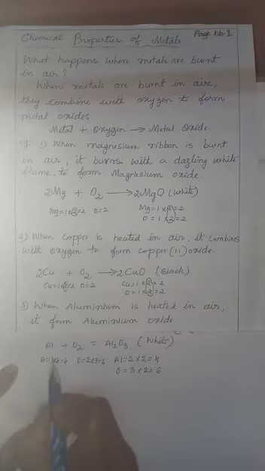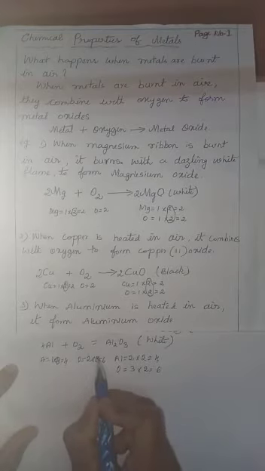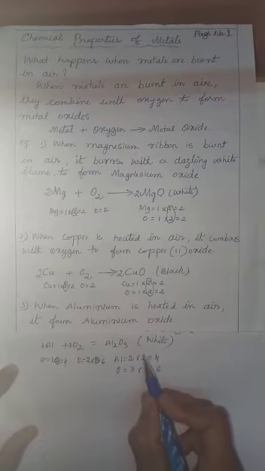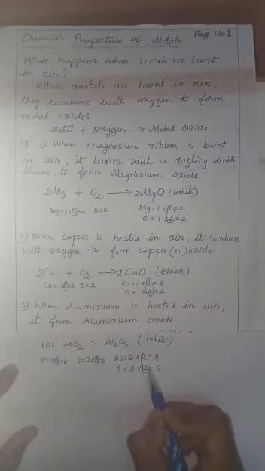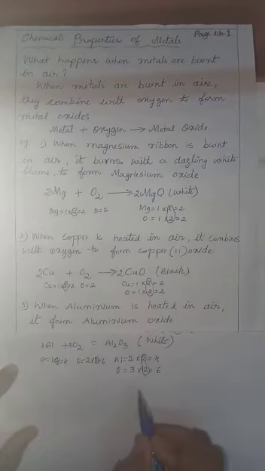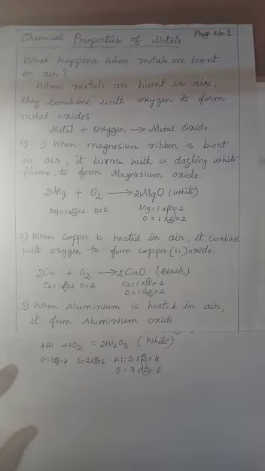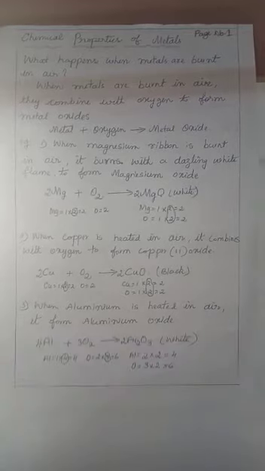Now this is aluminum is multiplied by 4. You write here 4Al. Oxygen is multiplied by 3. Write here. Aluminum is multiplied by 2. Oxygen is multiplied by 2. Write this number here. Now it is a balanced equation. Students, learn to balance the equations.